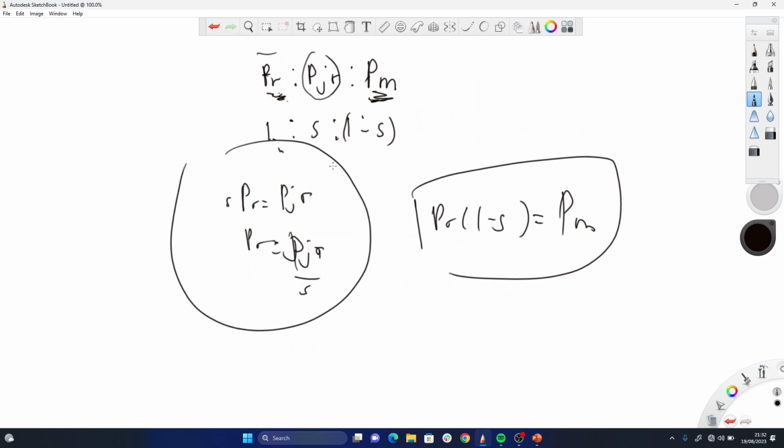Okay, so know this equation very well. Know this relation very, very well.